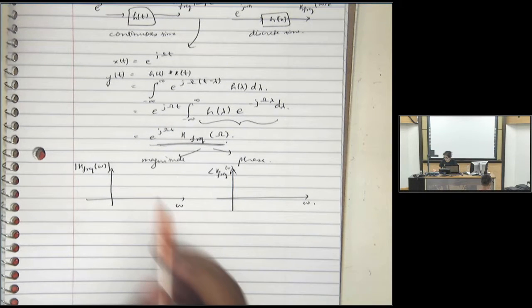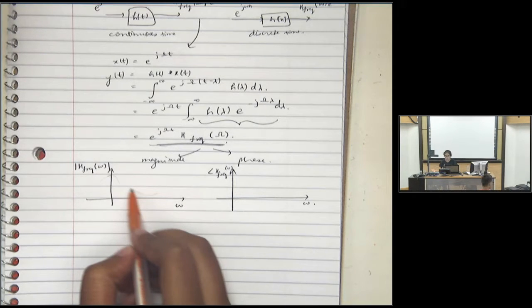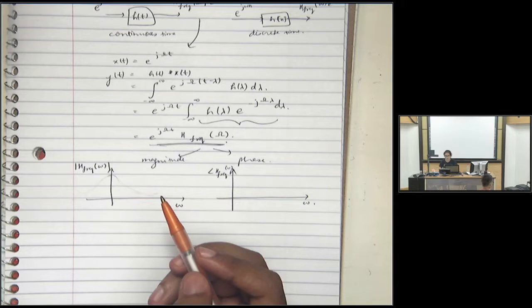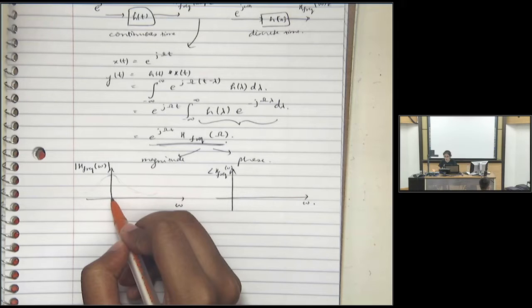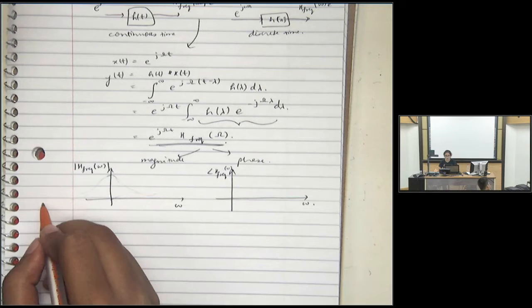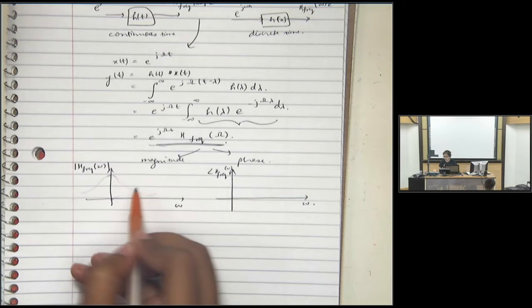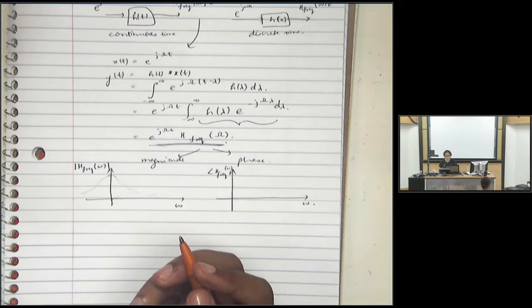Another thing is that your magnitude response is symmetric about the vertical axis. All right. It's not that you only have your magnitude for non-negative frequency values. Okay. It also extends to negative frequency. Physically, there's no notion of negative frequency, but this exists because our signals are real.